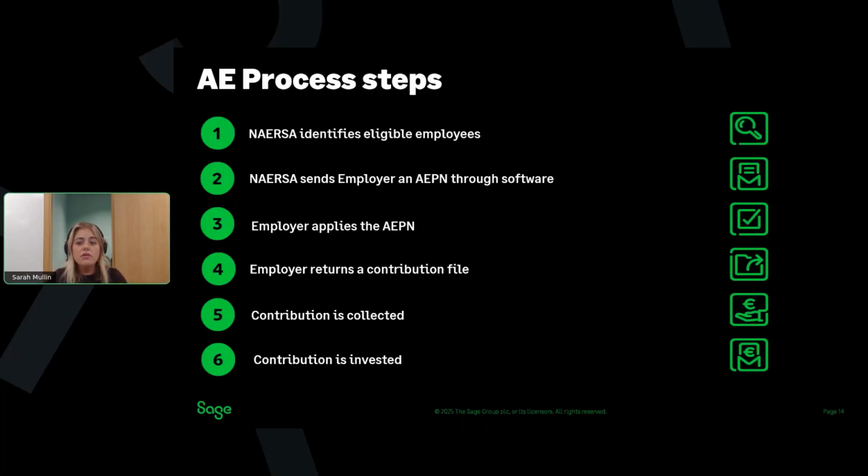Well, the scheme will be managed by NERSA, and NERSA will use the payroll data from revenue to identify those eligible employees that work for you. And it is going to be pretty straightforward. So first thing that's going to happen is NERSA are going to use the 13-week look-back period and identify any eligible employees. They'll then send you, the employer, an APN or an automatic enrolment payroll notification. You'll then retrieve this in Payroll, and Payroll will apply the APN automatically to the relevant employees.